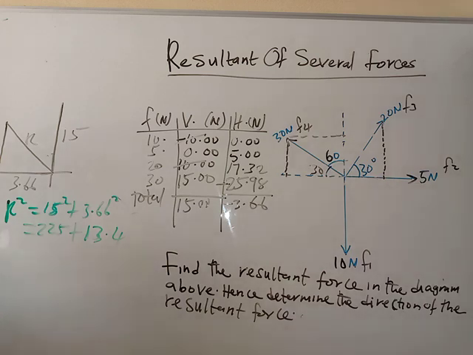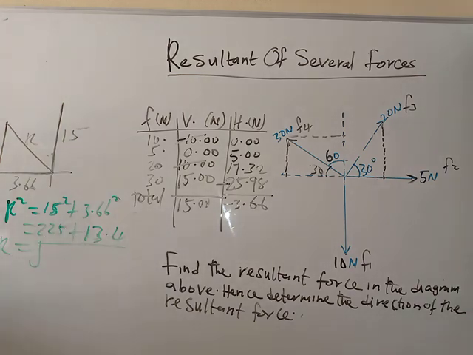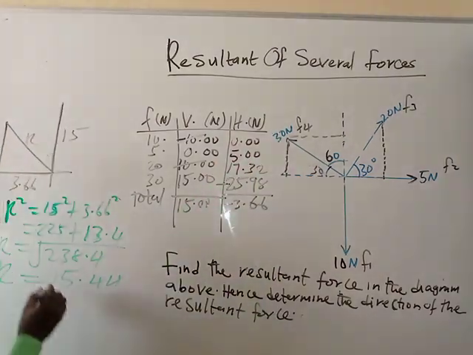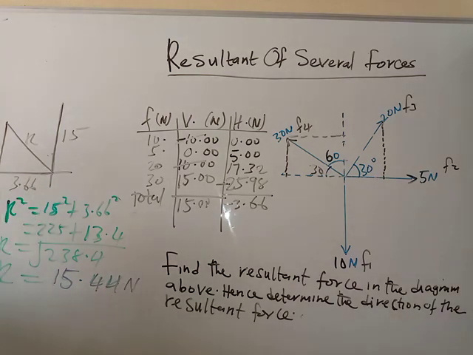So therefore R is equal to the square root of adding this and this together, which will give us 238.4. Then you find the square root. R now is equal to the square root of 238.4, which is 15.44. Therefore, the resultant of this is 15.44 Newton. Now we have gotten the resultant.